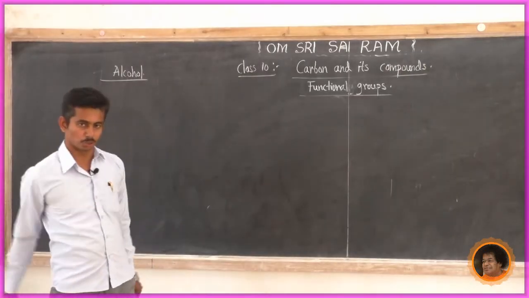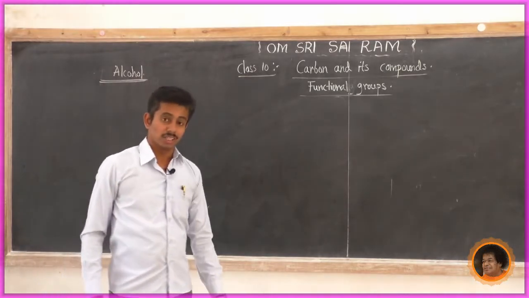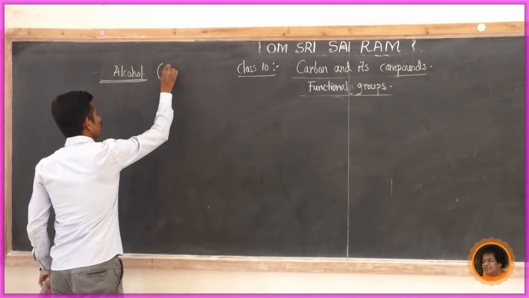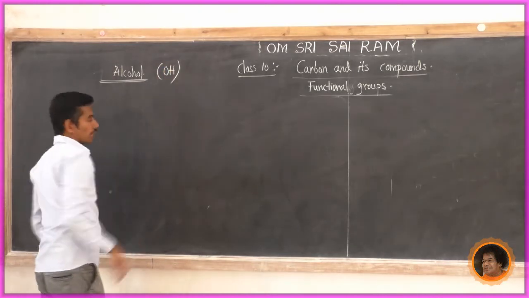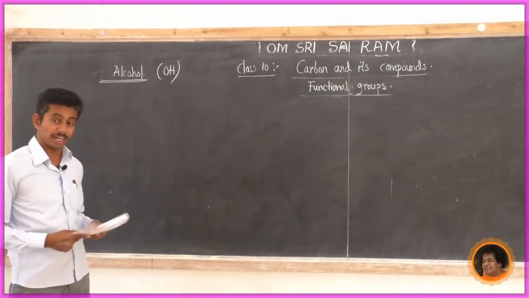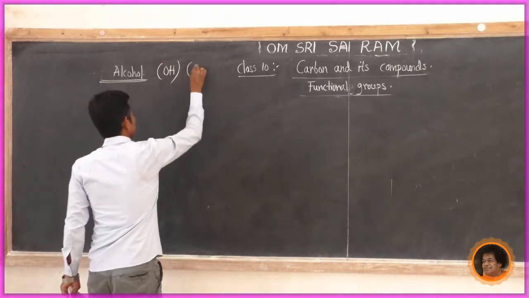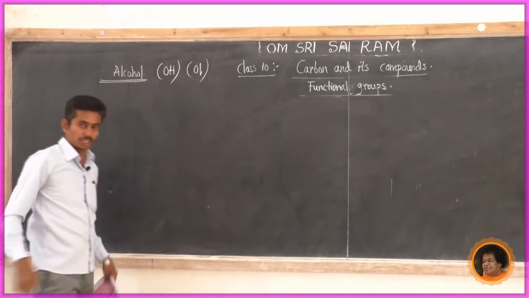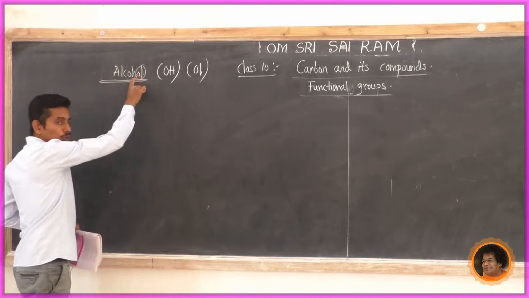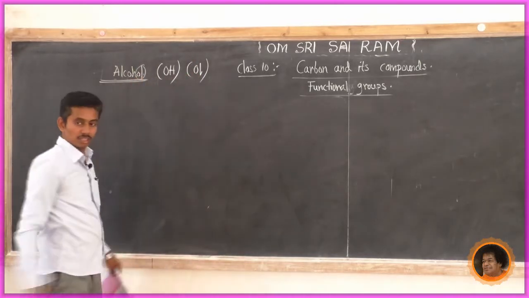Now, the different functional groups. The first one is alcohol. Alcohol is an organic compound. In this, the functional group is OH. What is the functional group of alcohol? It is OH, and it ends with the suffix OL. Alcohol ends with the suffix OL.